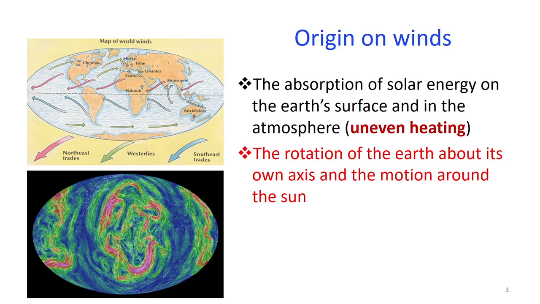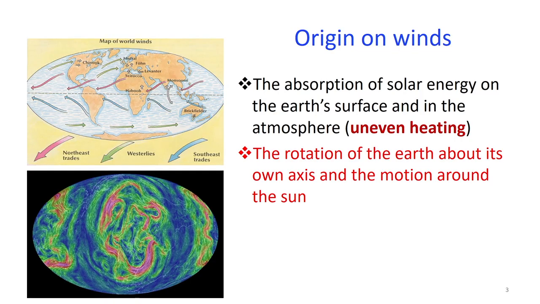Now, before we go to wind power generation, let us learn how wind is created. What is the origin of wind? It happens when solar radiation is absorbed on the earth's surface and in the atmosphere, and as you know, this is a completely uneven heating phenomenon. The second condition is the rotation of the earth about its own axis and its motion around the sun. So, these are the two primary reasons by which wind is created.